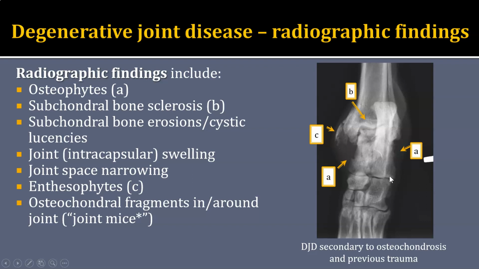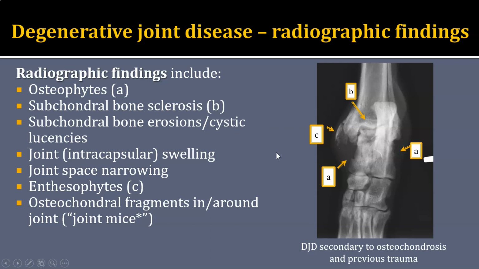In some patients, we will actually see areas that look lucent or lytic, that are subchondral bone erosions and cystic lucencies. Those typically are in more advanced cases of degenerative joint disease and happen a lot more in horses.